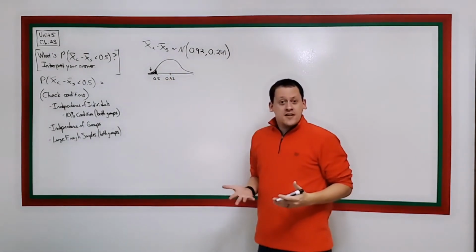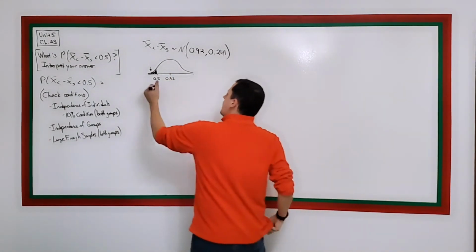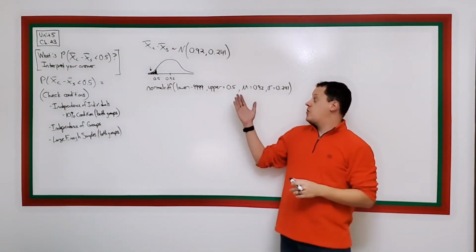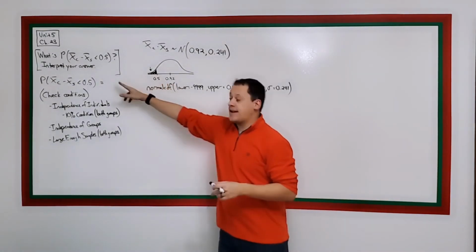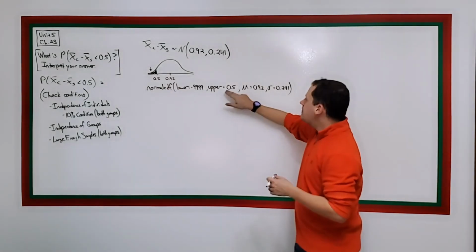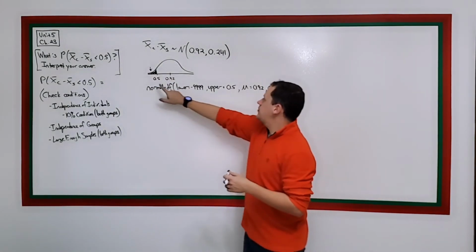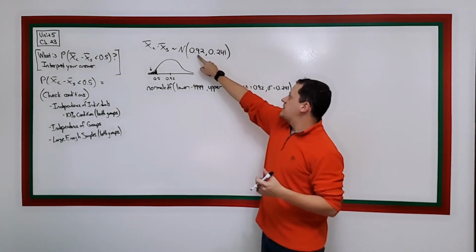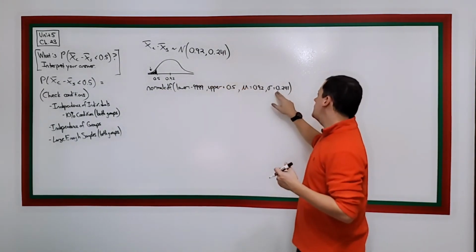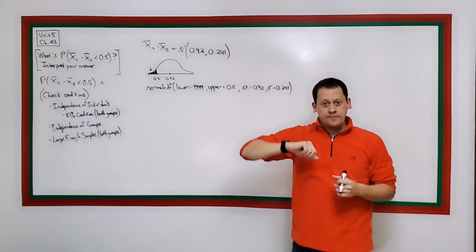Right? To find areas under the normal curve, we use normal CDF, as always. So here are your arguments for normal CDF. Our lower is going to be negative 9999, because we're going all the way to the left. The uppermost value in our shaded area, it goes up to 0.5. The mean of our distribution is 0.92. The standard deviation is 0.241.